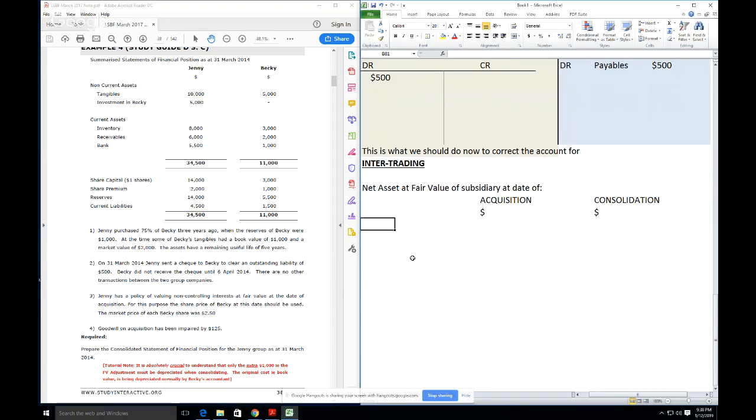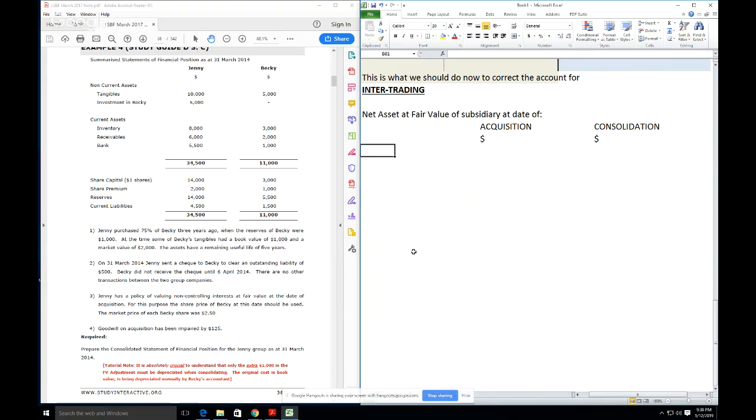Okay. For the net assets, these are the constant things we have there. Ordinary share capital, share premium. These figures will always be the same. And it's for the subsidiary. So we'll go straight and we put 3,000, which is the same as this. For the share premium, 1,000 is the same as this.